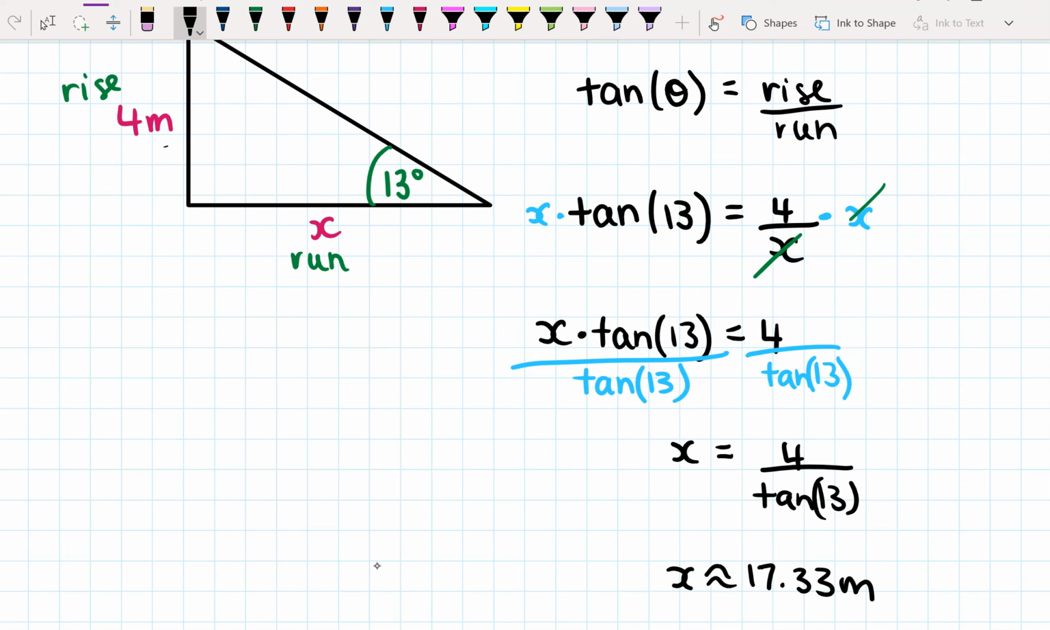Okay, so this should be all you need in order to calculate these tans. And we will go into the next step in the next video. So enjoy.